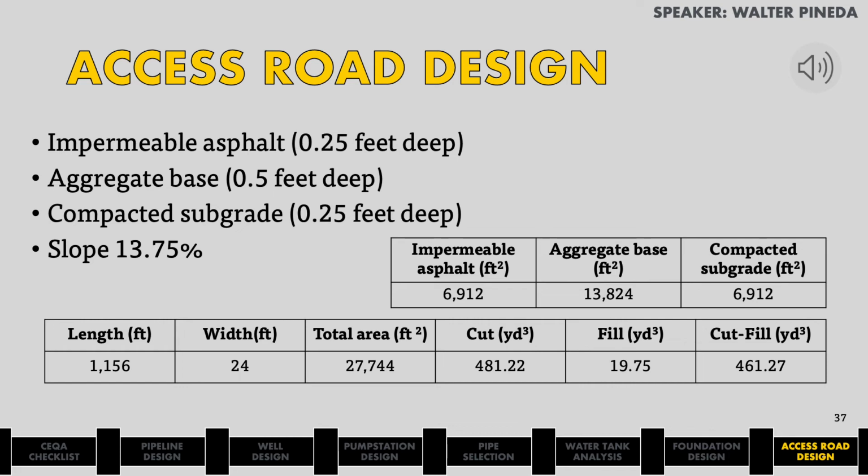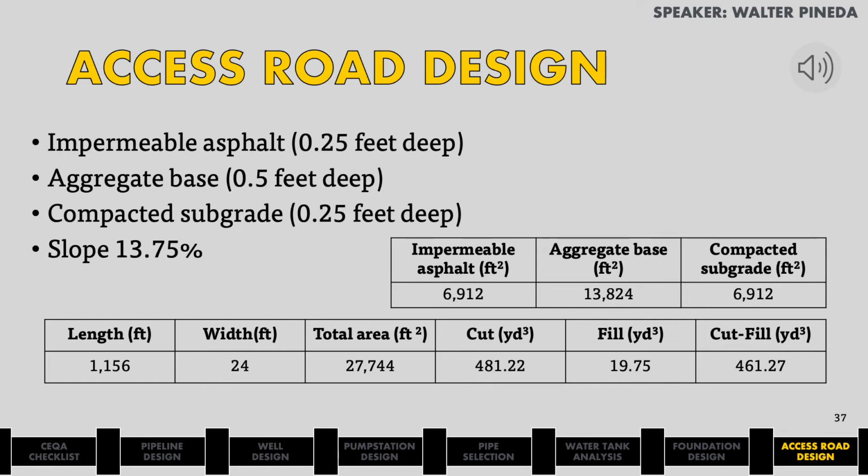For the middle layer, we will be using a base, which will consist of uncrushed gravel, coarse aggregate, chippings, and natural sand. It will be 1/2 foot deep with a total area of 13,824 square feet. We will be using a compacted subgrade for the bottom layer, and it will consist of soil. It will be 1/4 foot deep with a total area of 6,912 square feet.